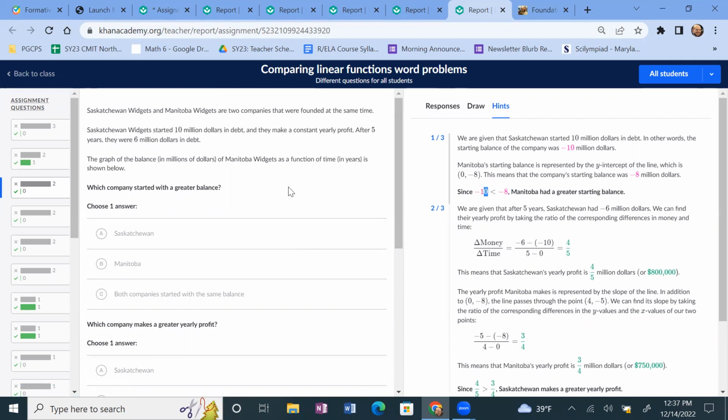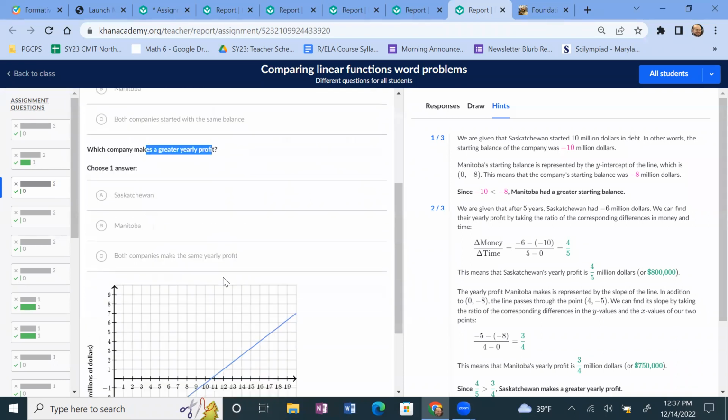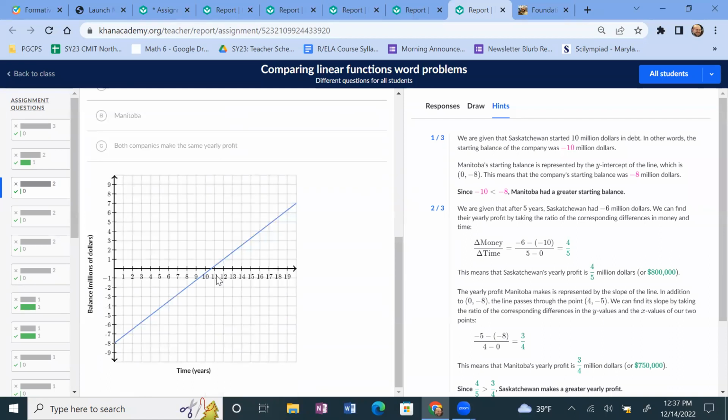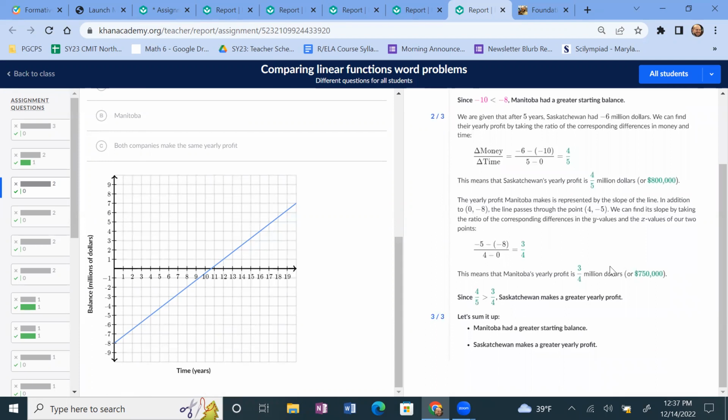So remember, we have negative numbers. Which company makes a greater yearly profit? For Saskatchewan, they gave you 2 points. The y-intercept is (0, -10), and (5, -6). For Manitoba, they gave you a graph. You can find 2 points and then find the slopes and compare the slopes.